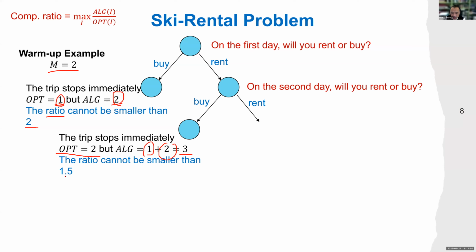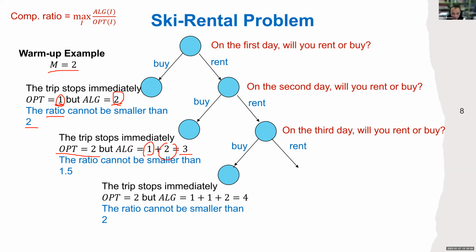Now, if you say, on the second day, I also rent. Well, I ask you again, on the third day, will you rent or buy? Then again, 2 choices, right? If you buy, I say, okay, now I stop. So as long as you make a buy decision, I stop, because that will make the algorithm worse, right? Optimal again will only be buying once, but your algorithm rents for 2 days and then buys, which gets a cost of 4. So 4 over 2 is 2. In this case, your ratio again cannot be better than 2.